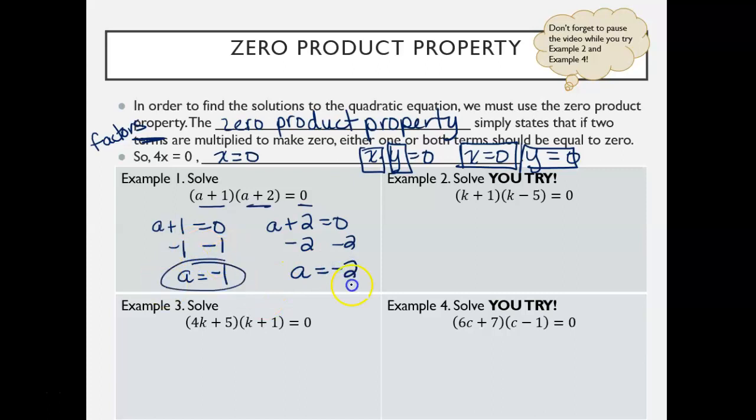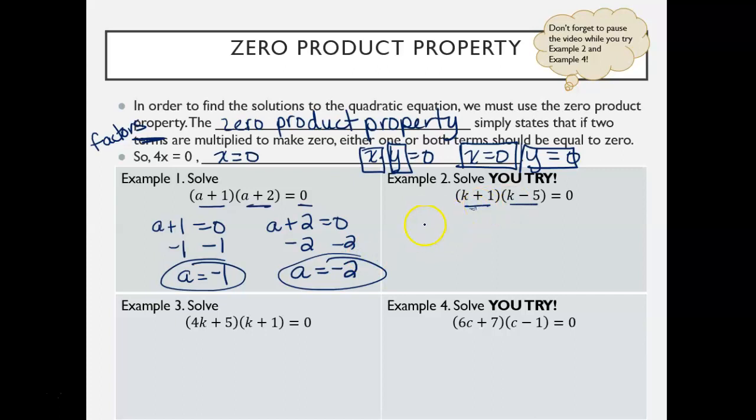Notice that we have two answers. What I've just found are the x-intercepts of my curve. If I was going to graph this, that's where the curve would cross the x-axis at -1 and -2. All right, pause the video. Use example 1 to help you. You try example 2 in your notes right now.